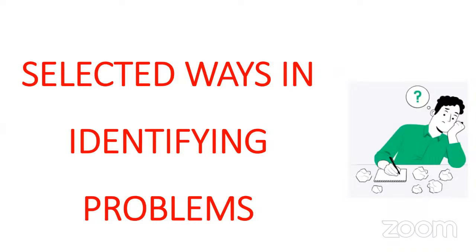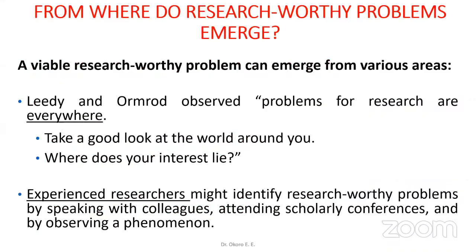The next thing we look at is, how do we select or identify these problems? Because that's the key thing in everyone's mind. For different categories of people, there are different ways we can get that. We looked at a work by Leedy and Ormrod. They say that research problems are everywhere. One way to look at it is to look at the world around you. Then you ask yourself one question: where does my interest lie? It's been said that often we have problems all around us, but if you don't have interest, you can actually pass through those problems without seeing them. But somebody else that has interest will always pick those problems and work on them.